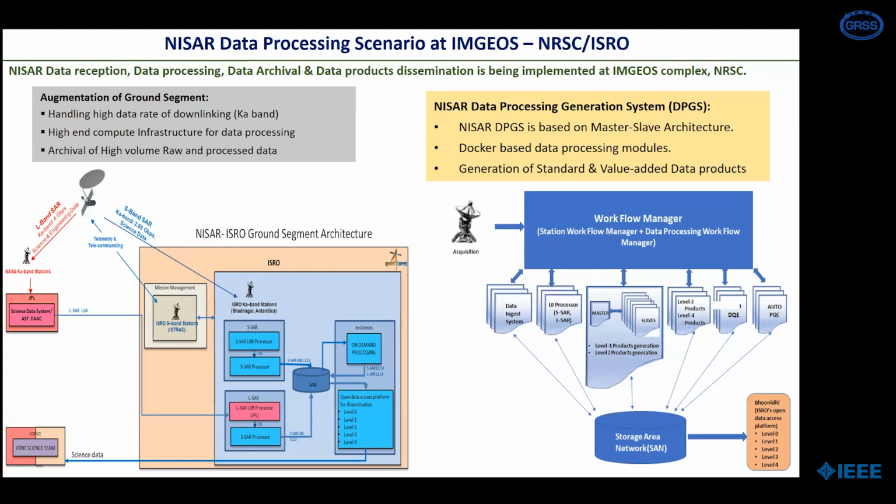So we are going to give a bundle product in the L and S band, generated by ISRO, which is going to be disseminated through our Bhoonidhi portal. As I said, any Earth observation data from the sensor that is launched and acquiring data at Shadnagar will be plugged into the IMGOS. So we are making the necessary workflow automation and other upgradations of the storage and infrastructure in the IMGOS to plug the NISAR data processing into our chain.